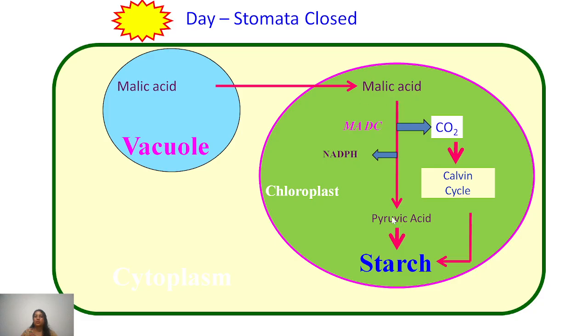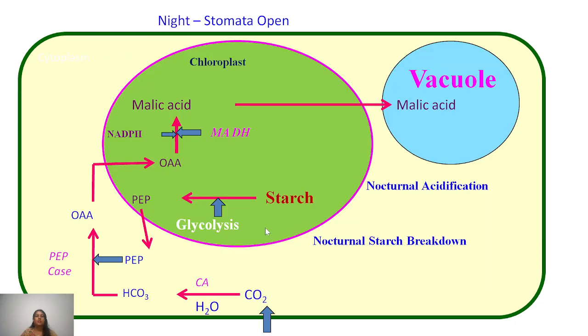This malic acid enters the chloroplast. Malic acid, as we discussed, is oxidized to pyruvic acid, and it releases carbon dioxide. With this carbon dioxide, the same Calvin cycle happens. This pyruvic acid now regenerates the PEP carboxylase.